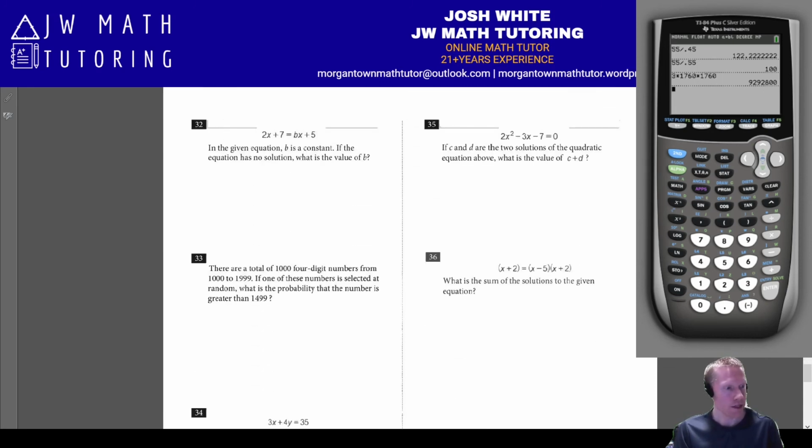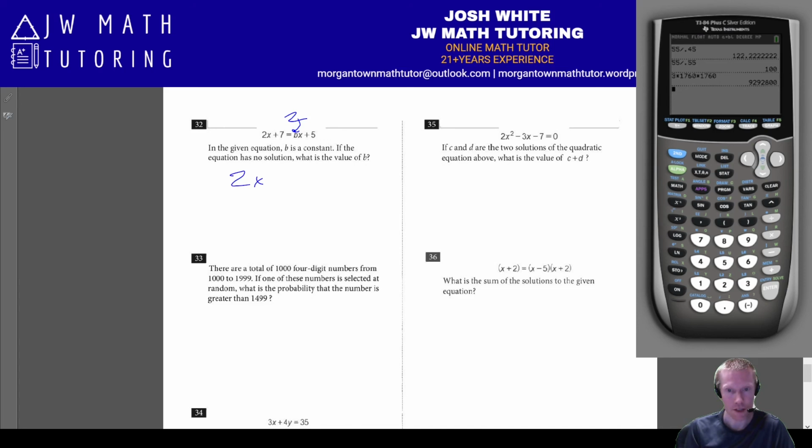Now, top of the next page, problem number 32. For this equation, it says that if the equation has no solution, what does the value of b have to be? Well, basically a linear equation has no solution when you have the same exact x terms on either side, but the number terms, excuse me, are different. So this value right here has to be 2.